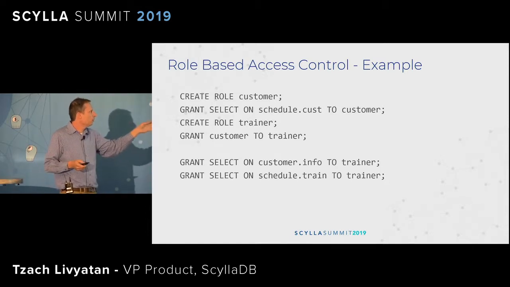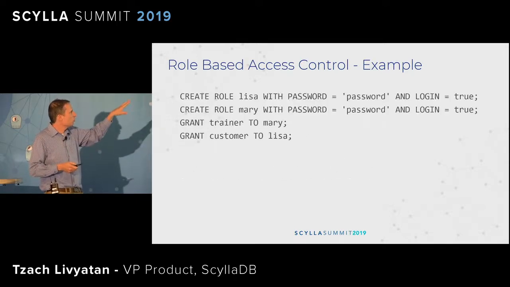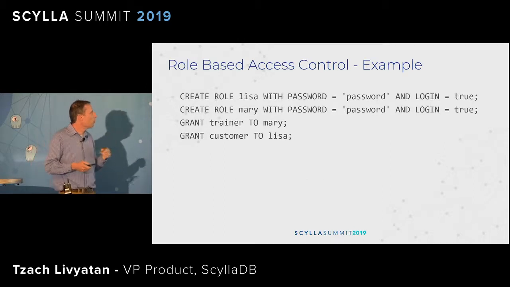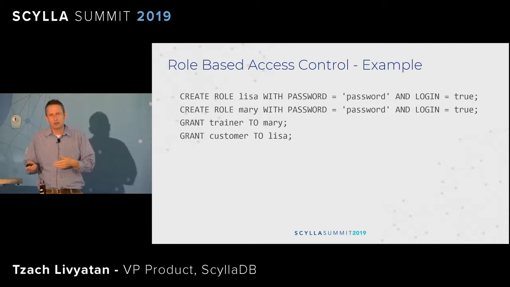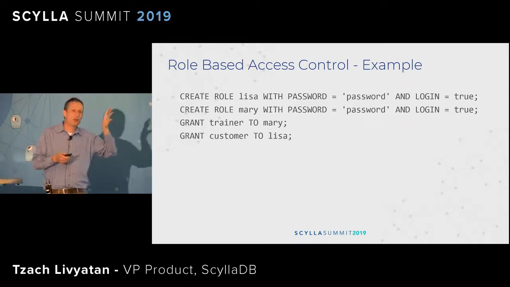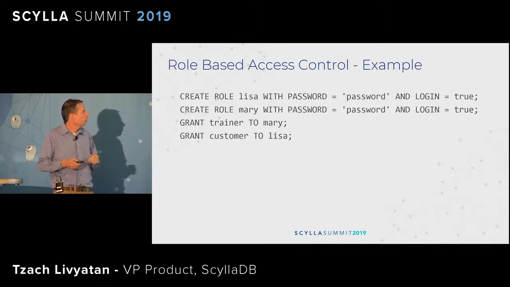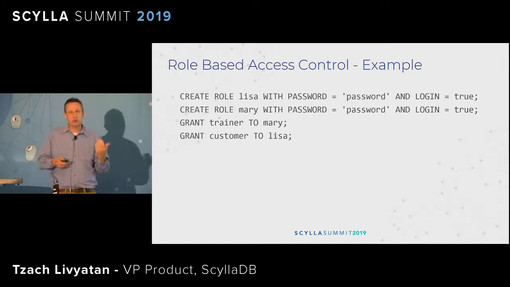And next, I'm granting more permission to the trainer on more tables, because in this example, the trainer can do more than someone who just comes to the gym. And this is what I wanted to show. When I'm creating a role with a login and a password, it's basically a user. So the term user is not used here, but this is what you can think about as a user. And we have two users here: one is a trainer, and one is a customer.